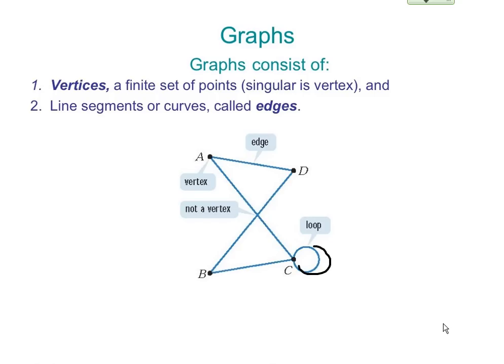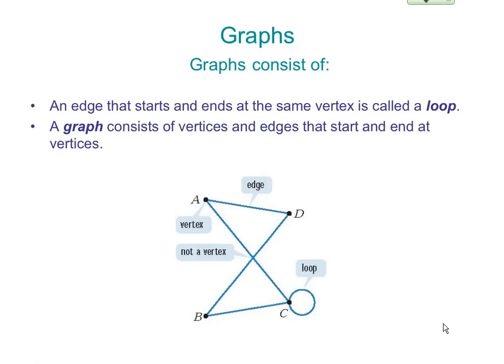When you have an edge that goes from a point back to the same point, we call that a loop. An edge that starts and ends at the same vertex is called a loop. We talked about that. A graph consists of vertices and edges that start and end at vertices.